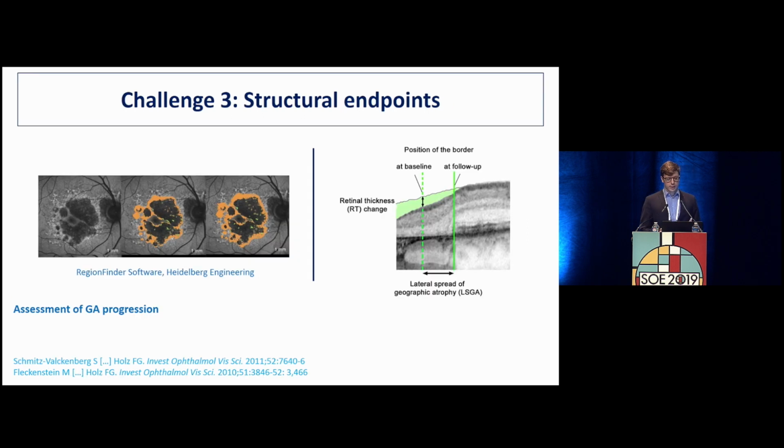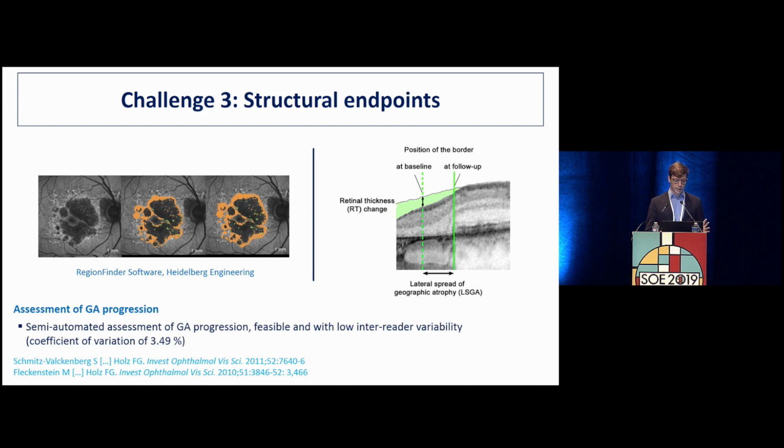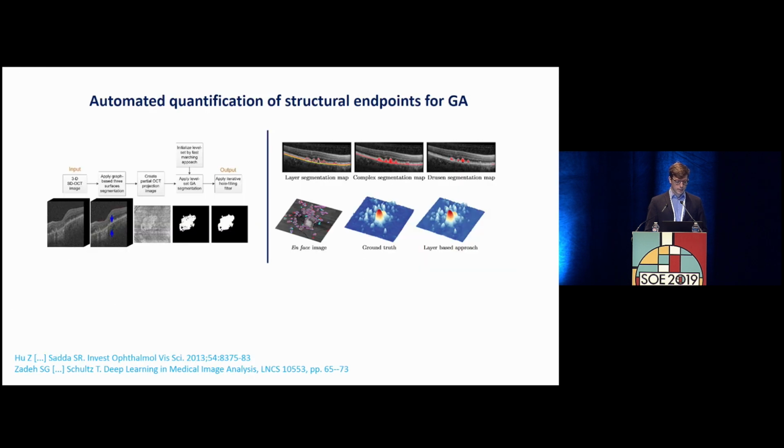Then the next issue are structural endpoints, and as we've heard before, it's quite time-consuming to measure areas of geographic atrophy. The current gold standard is the RegionFinder method, which allows to do it with a rather high accuracy, with a coefficient of variation for the area measurement of less than 4%. But again, this is something obviously where AI methods can help.